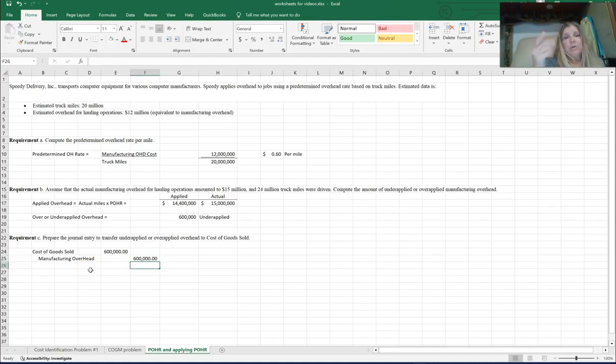If this had been reversed, if we were over applied, then the journal entry would be reversed. We'd be debiting manufacturing overhead and crediting cost of goods sold.